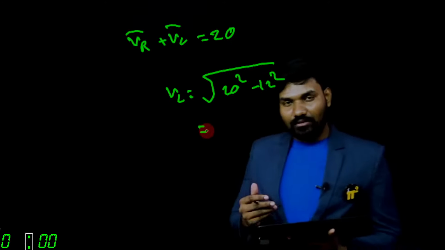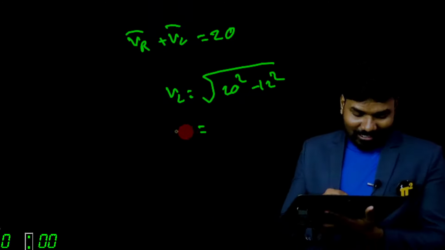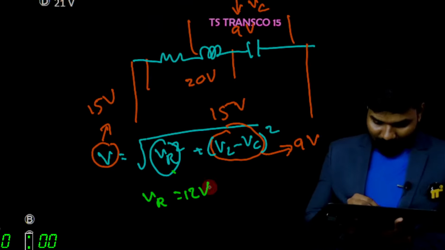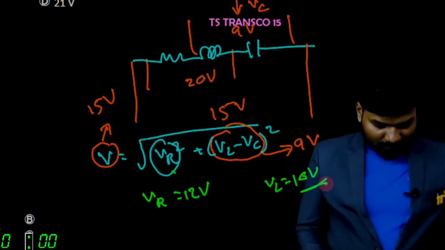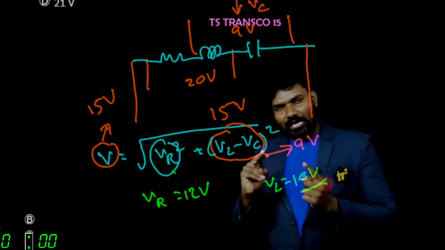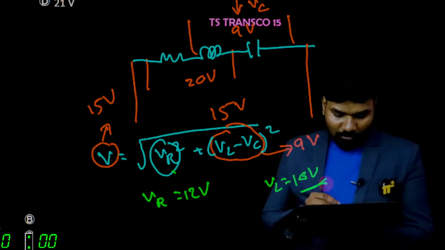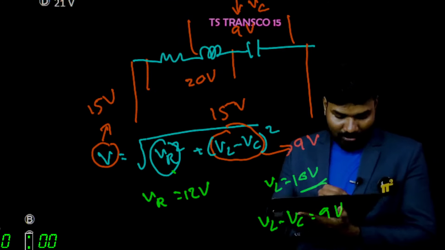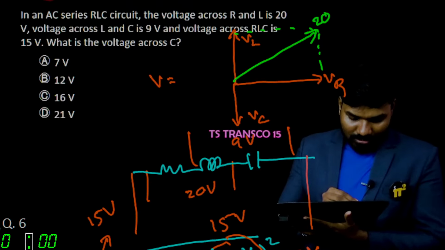That's what VL. We're doing everything, but it is asked for VC. We got VR. Now we are getting VL. VL value, if you do this math, will be 16 volt. And finally, VC now. VL minus VC is equal to 9 volts. So VC value is equal to 7 volts. So I am marking answer as option A.